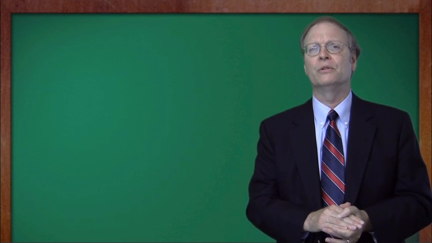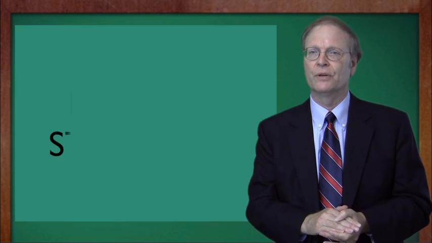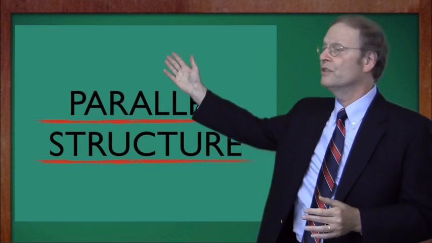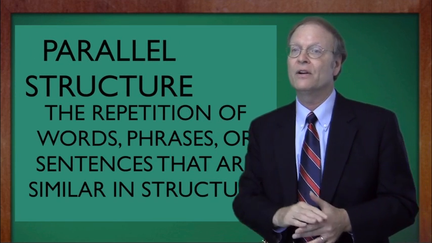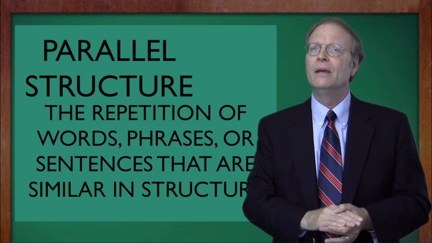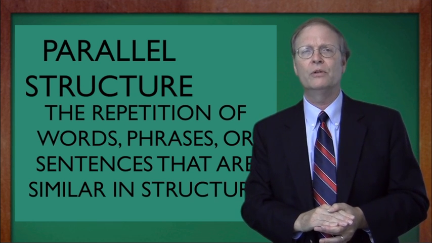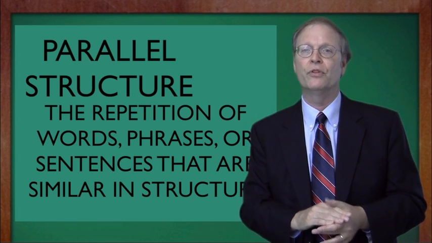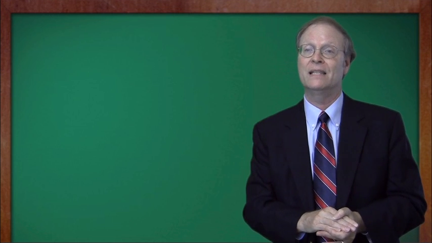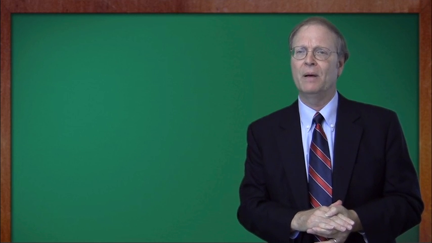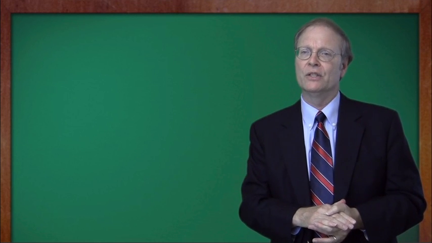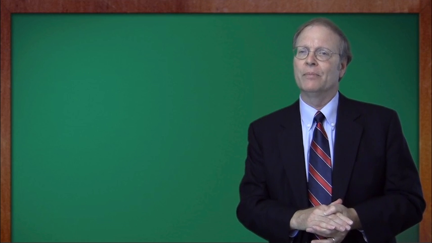Our third rhetorical device is parallel structure. Parallel structure is the repetition of words, phrases, or sentences that are similar in structure. Parallel structure is a rhetorical device that is tested on both the writing and the critical reading sections. Now, parallel structure is very easy to spot in a critical reading passage. Let me give you an example from the novel The Namesake by Jhumpa Lahiri.